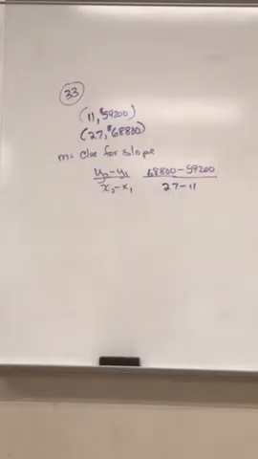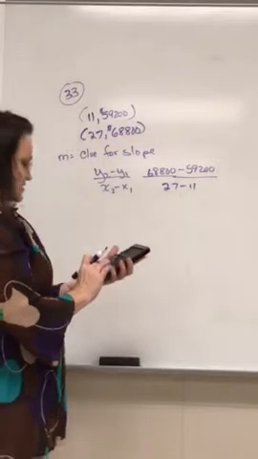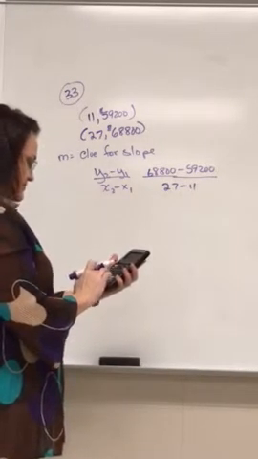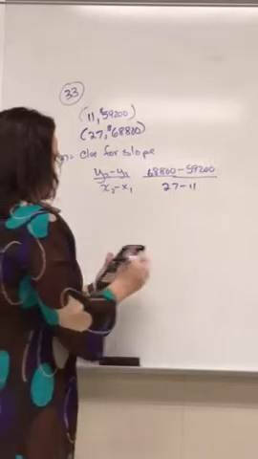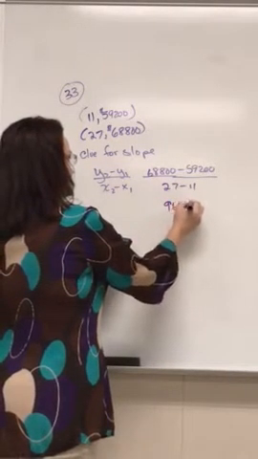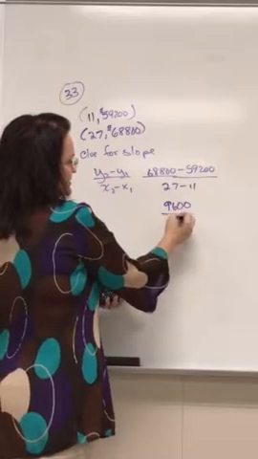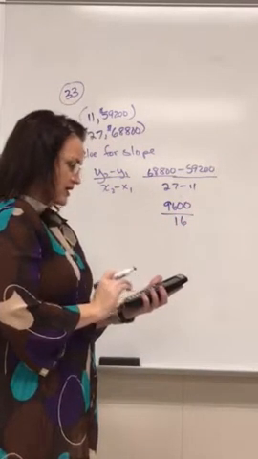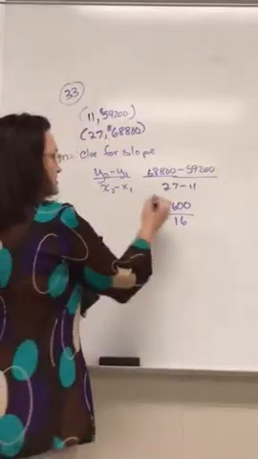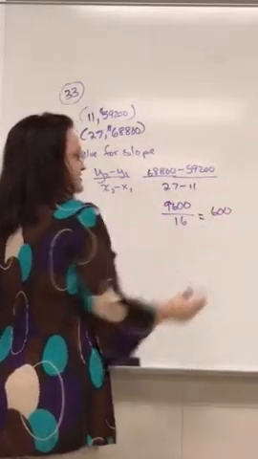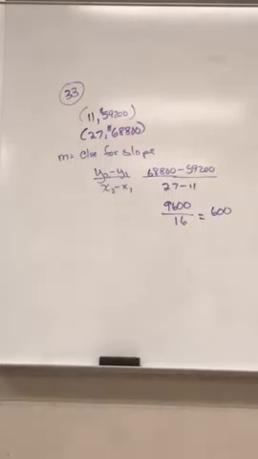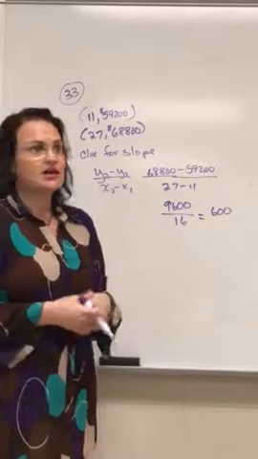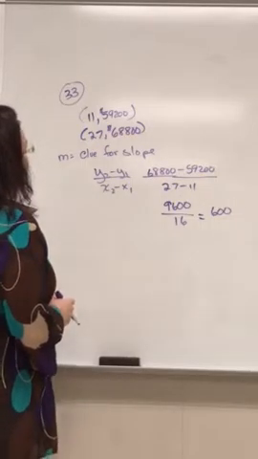My calculator again. All right, 68,800 minus 59,200 equals 9,600. And then 27 minus 11 is 16. I wonder if that comes out even. I'm going to try dividing it. It does. So this all reduces to just the number 600. So the slope that describes this situation is a rate of change of 600 per engine.